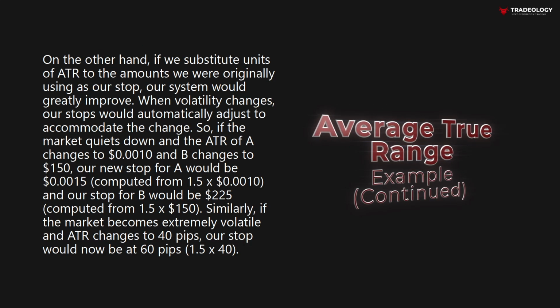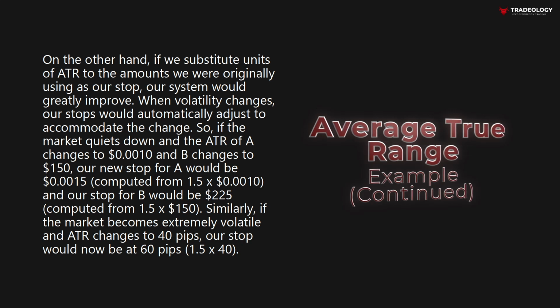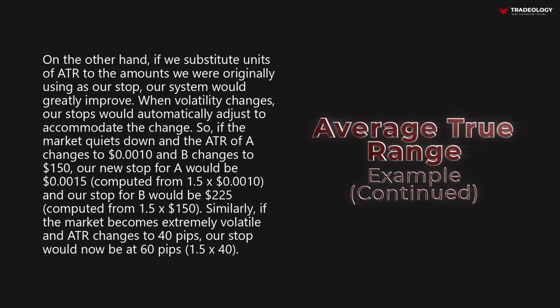On the other hand, if we substitute units of ATR for the amounts we were originally using as our stop, our system will be greatly improved. When volatility changes, our stops would automatically adjust to accommodate the change. So if the market quiets down and the ATR of A changes to $0.0010 and B changes to $150, our new stop for A would be $0.0015, computed from 1.5 times $0.0010. And our stop for B would be $225, computed from 1.5 times $150.